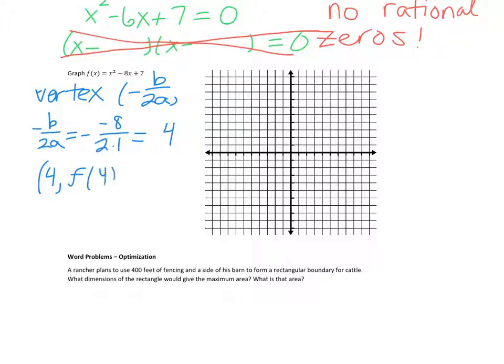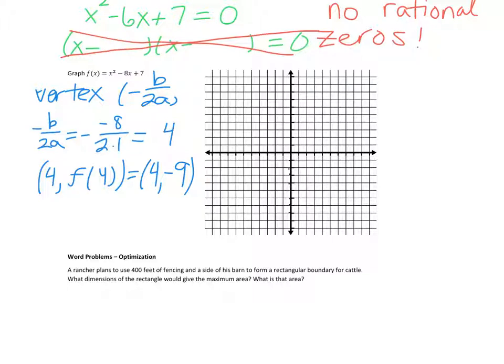So when you plug in 4, you got 4 squared minus 8 times 4 plus 7. So 16 minus 32 plus 7. You simplified that to negative 9. All right, so let's see how many tick marks we have on this graph. 1, 2, 3, 4, 5, 6, 7, 8, 9, 10. It goes down to negative 10.